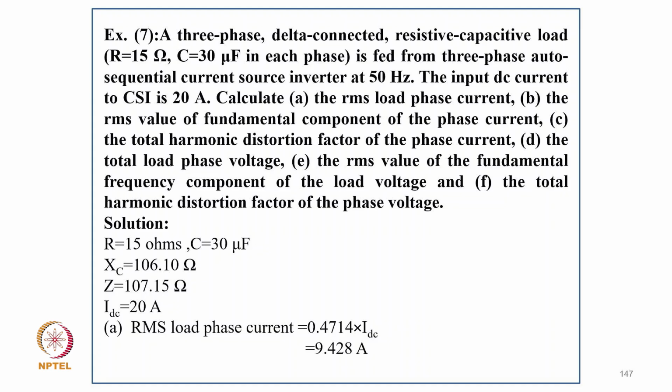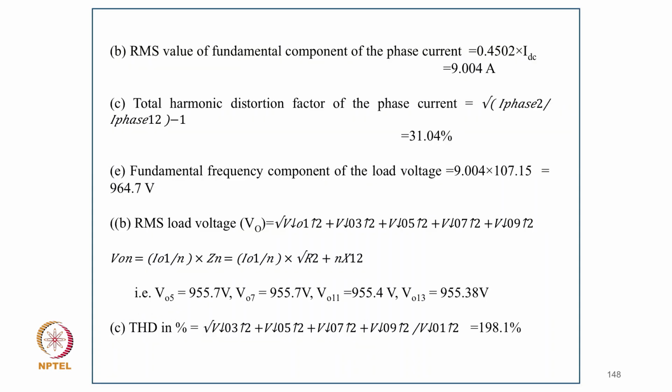So the solution is R equal to 15 ohm, C equal to 30 microfarad, X equal to 106.10 ohm, and Z equal to 107.15 ohm, IDC 20 ampere. RMS load phase current is 0.4714 into ID, that is 9.428 ampere. The RMS value of the fundamental component of phase current is 0.54502 into ID, that is 9 ampere. Total harmonic distortion is under root of (I phase square upon I fundamental square minus 1), that is 31.04.